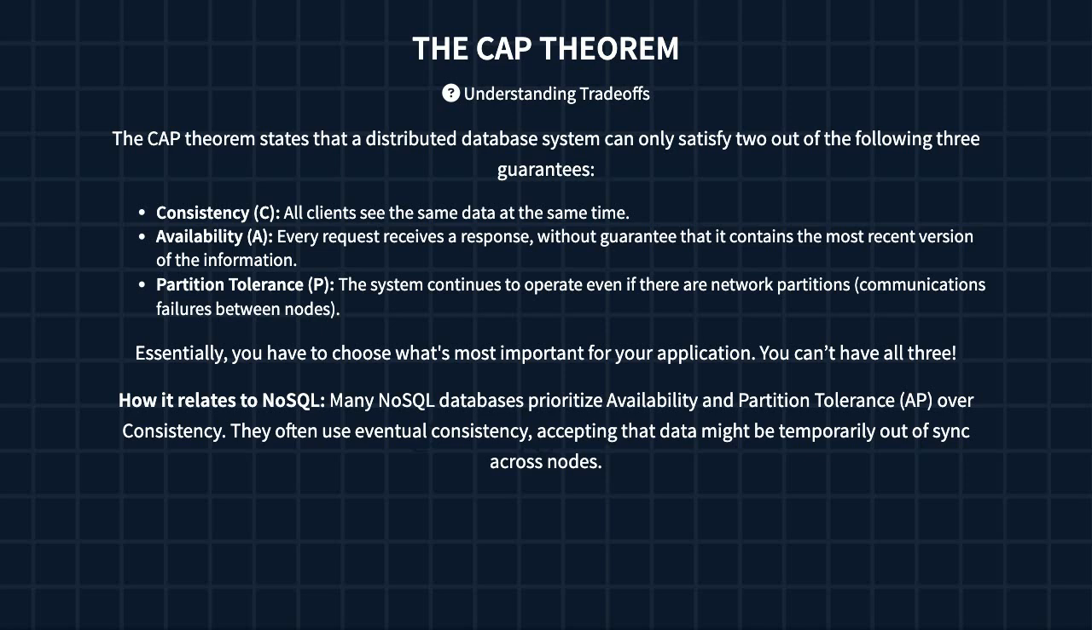The catch: you can't have all three. NoSQL databases often choose availability and partition tolerance, meaning they might not always have perfectly consistent data, but they are super reliable in case of network problems.